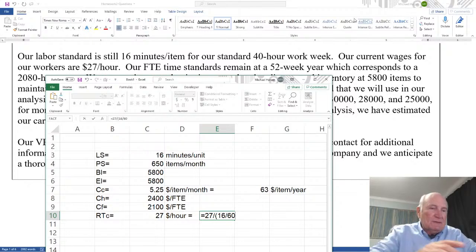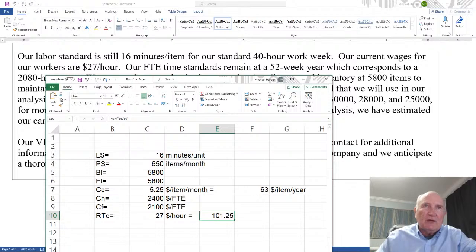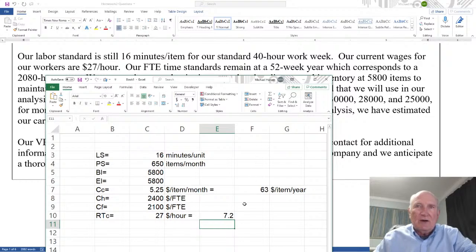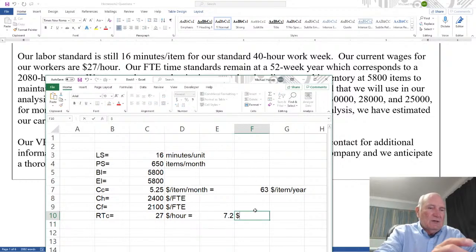Well, that's what I thought. This should be multiplied. Let's do this again. This is dollars per hour, and this is minutes per unit. So I want the hours to cancel out to be dollars per unit, or dollars per item. So that's going to equal 27 times 16 over 60. That makes more sense. So that's going to be our cost in dollars per unit.